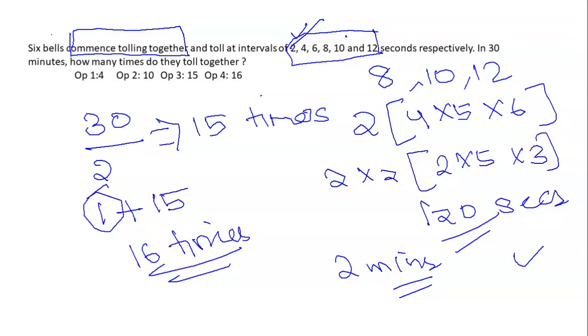So, what's the first one? 2, 4, 6, 8, 10, 12. Six bells commence tolling together, which means all the bells are ringing together and they're starting. So they ring starting at 0 seconds. They toll at intervals of 2 seconds, 4 seconds, 6 seconds, 8 seconds, 10 seconds, 12 seconds. So in 30 minutes, every time, we know 2 seconds per time, 4 seconds per time, 6 seconds per time, 8 seconds per time, 10 seconds per time, 12 seconds per time.